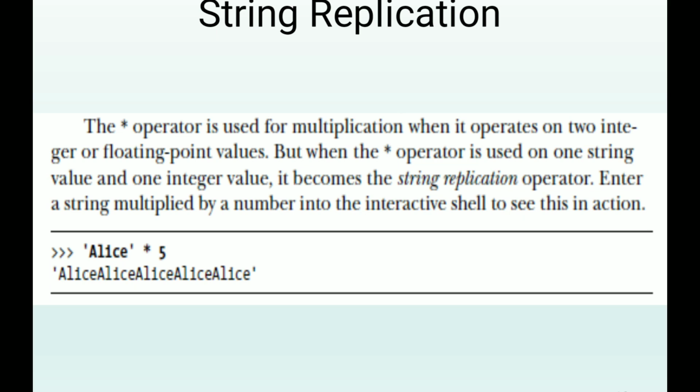For example, you can see that Alice is a string value, and the multiplication operator, that is the star operator, we have used here, and after that we are specifying the integer value. Which means the particular string will be multiplied that number of times you have specified. So 5 number of times it will take the previous string. So Alice will be stored. Suppose I am using 3, then Alice will be printed 3 times. Suppose I am using Alice star 10, then it will be printed 10 times.